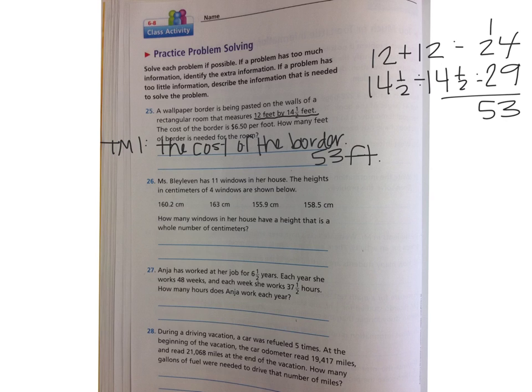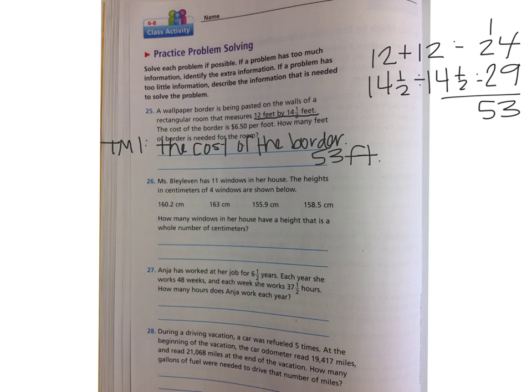Alright, number 26. Miss Bulla has 11 windows in her house. The heights in centimeters of 4 windows are shown below. How many windows in her house have a height that is a whole number of centimeters?